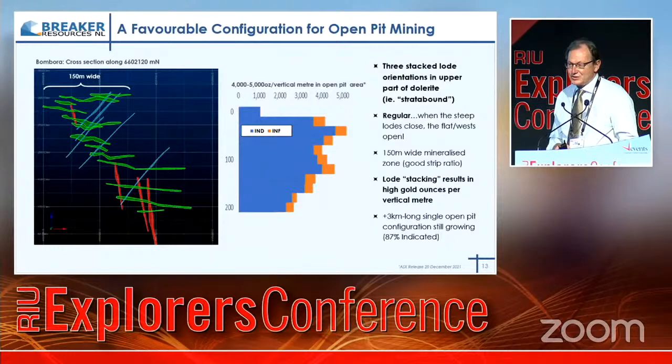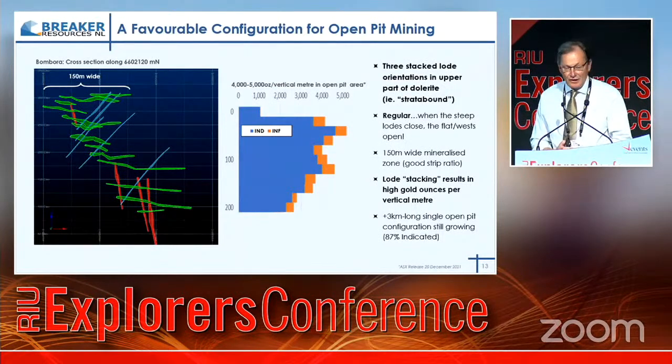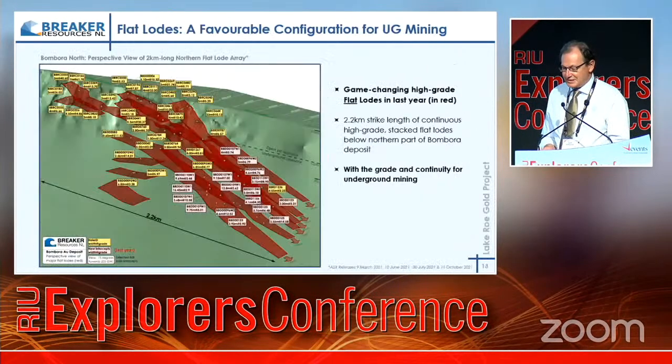Cross-section. This is a strata-bound deposit. What that means is when these structures hit the upper iron-rich part of the dolerite, the gold drops out. High ounces per vertical metre. These structures are stacked one on top of the other over a wide zone. That equals low strip ratio. If you look at that cross-section, a simple observation is where the steep structures shown in red are, or where they're not, well, let me put it another way, where they're not, you get the flats and the west dipping starting to dominate. It's a consistent, well-behaved system.